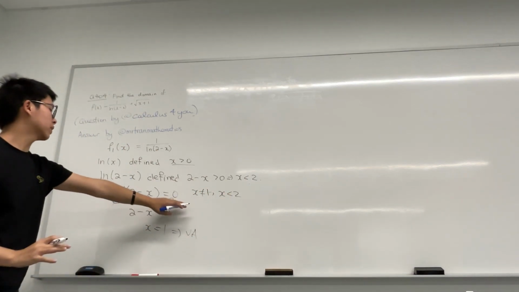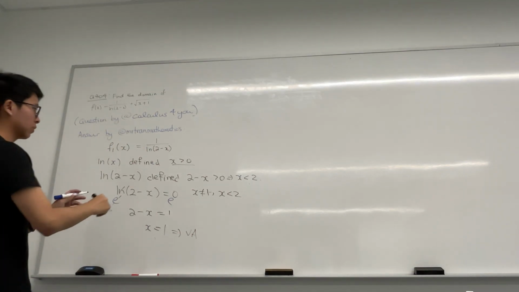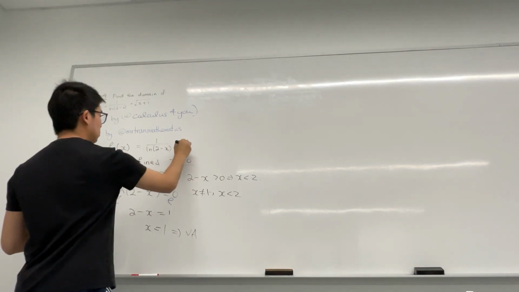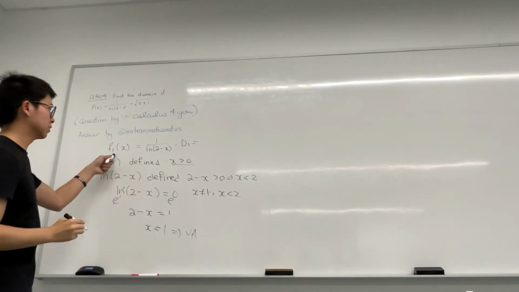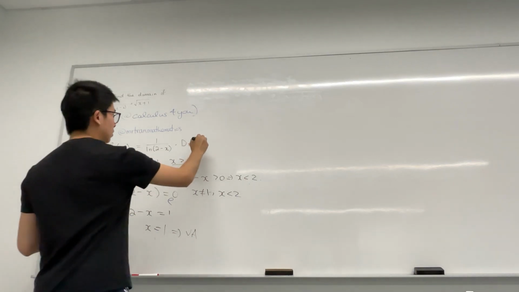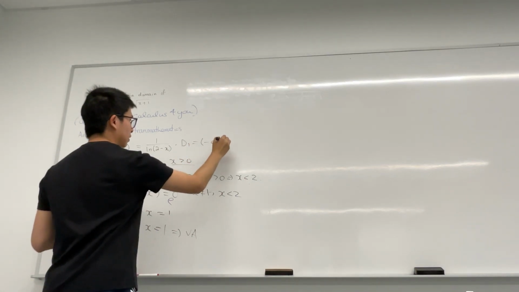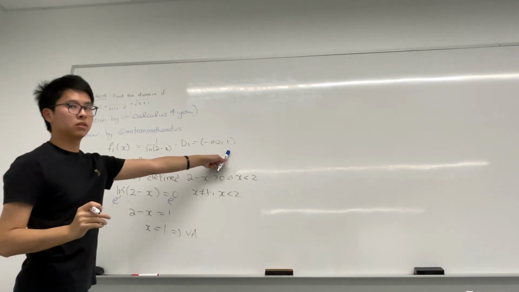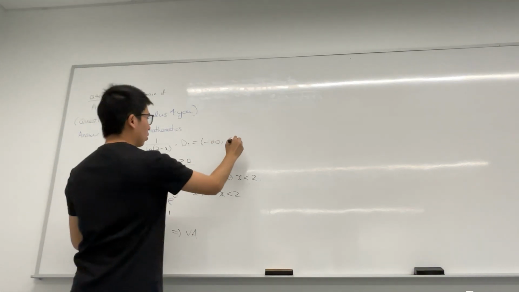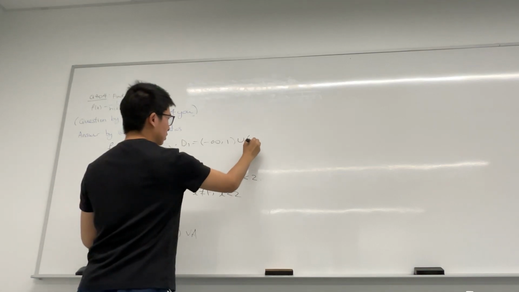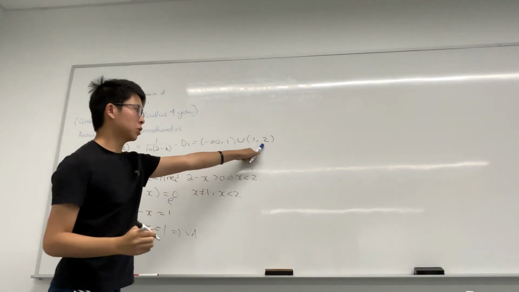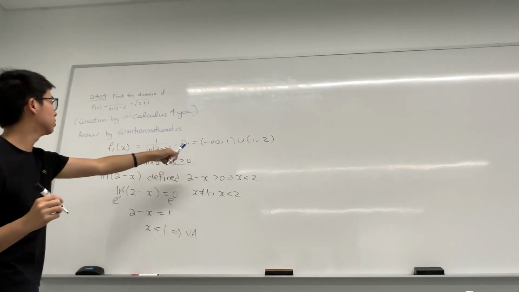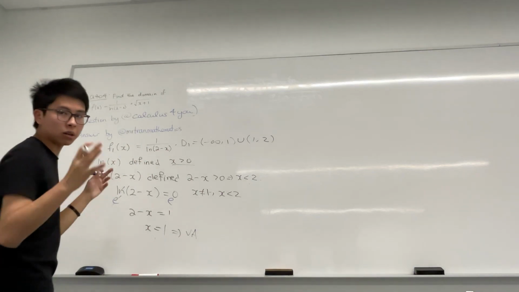So that means we could write the domain for f1 of x as follows. So that means D1, which corresponds to this domain, is going to be from negative infinity to 1, where 1 is the vertical asymptote, or from 1 to 2. If anything is larger than 2, or at 2, this will become undefined as well.